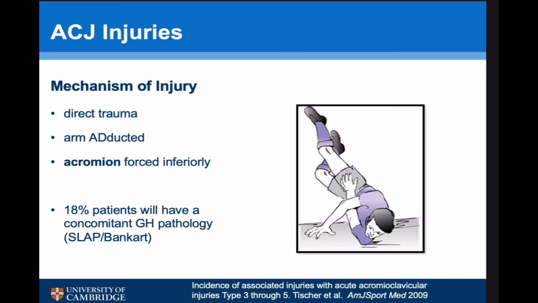AC joint injuries occur due to a direct fall onto the point of the shoulder, so onto the acromion with the arm in adduction. What actually happens is the acromion is forced inferiorly, and that's an important point to remember when we look at the position of the clavicle in respect to the acromion. Of interest, 18% of patients who have an AC joint injury will often have a concomitant glenohumeral joint pathology in the form of either a SLAP tear or a Bankart.